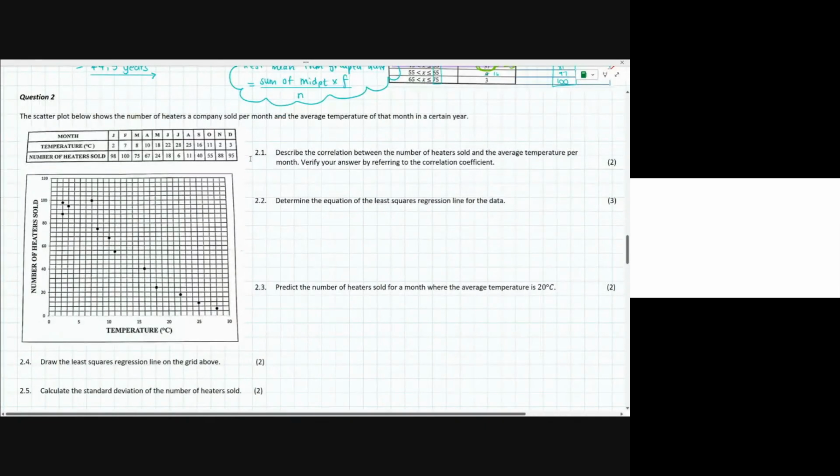So the scatter plot below shows the number of heaters a company sold per month and the average temperature of that month in a certain year. So we've got the table with the temperature and the number of heaters, and then we have a scatter plot. Remember, scatter plots are bivariate data, so it shows 2 pieces of information at the same time, and we've got our scatter plot there. Beautiful. So 2.1 says, describe the correlation between the number of heaters sold and the average temperature per month. Verify your answer by referring to the correlation coefficient.